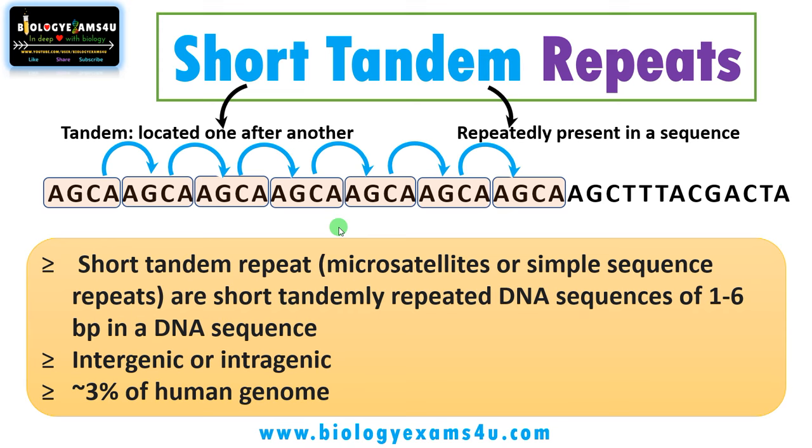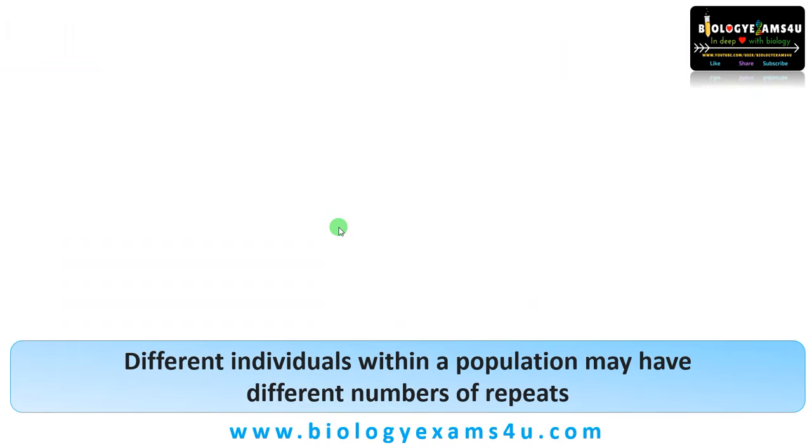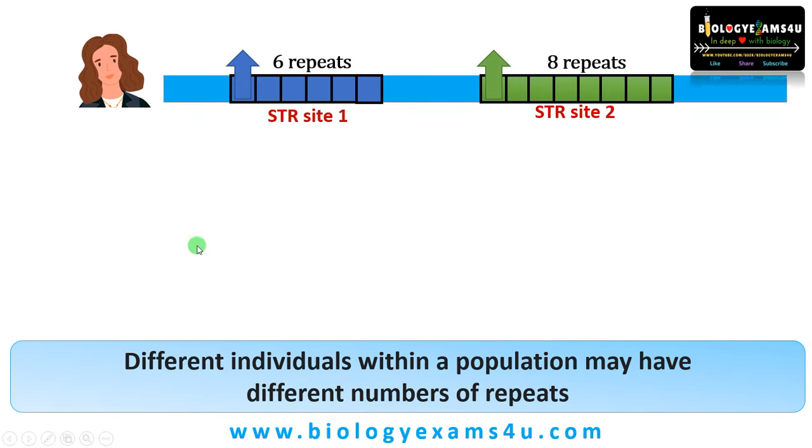Now let us see why STR is considered as an important tool in molecular biology. Different individuals within a population have different number of repeats. Let's make it more clear. Suppose this is a chromosome. This is STR site 1, which is AGTC, and this is STR site 2 on a different locus on a chromosome, which is GCGA. In the case of individual 1, STR site 1 has repeated 6 times, whereas STR site 2 is repeated 8 times.